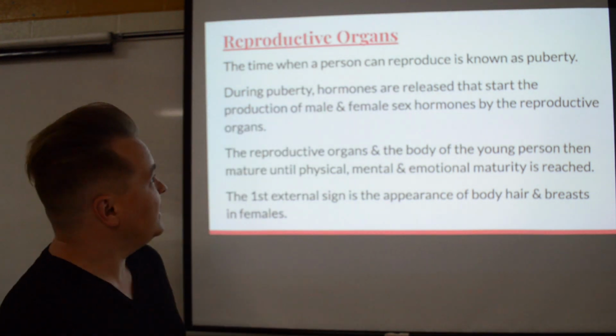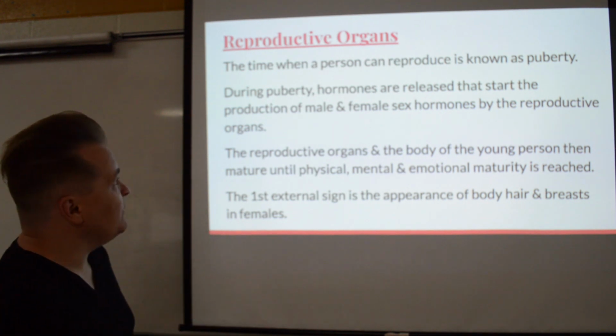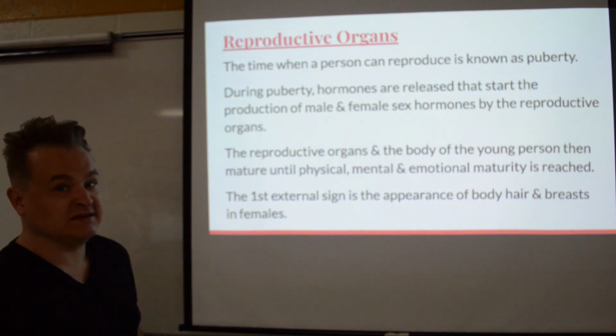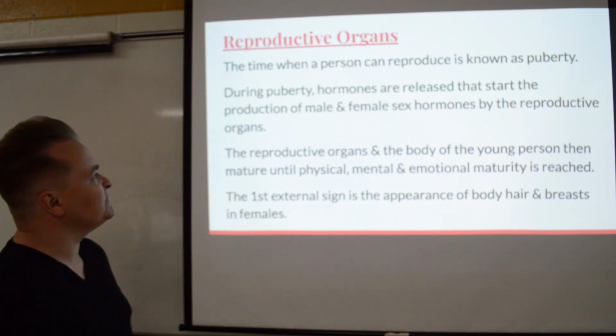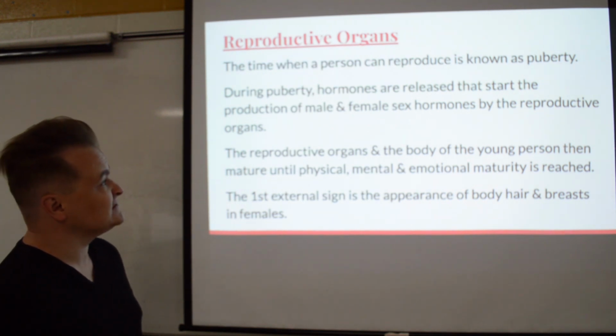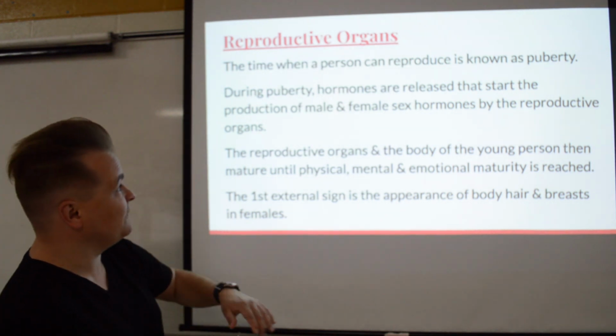So here we are. The time when a person can reproduce is known as puberty. During puberty, hormones are released that start the production of male and female sex hormones by the reproductive organs. Now, we're going to go into a lot of detail for that.